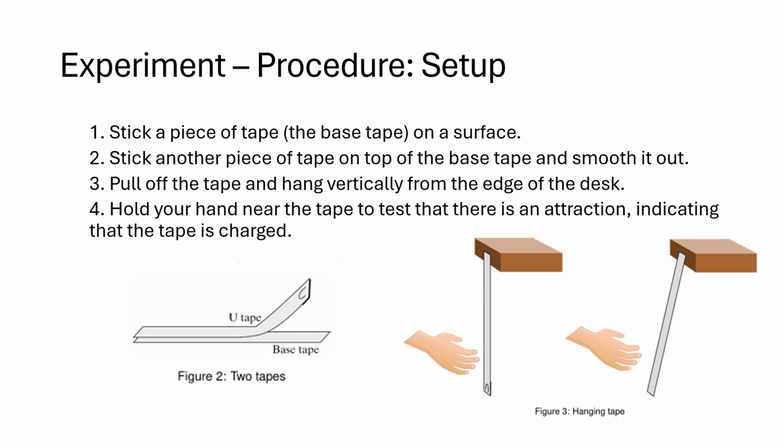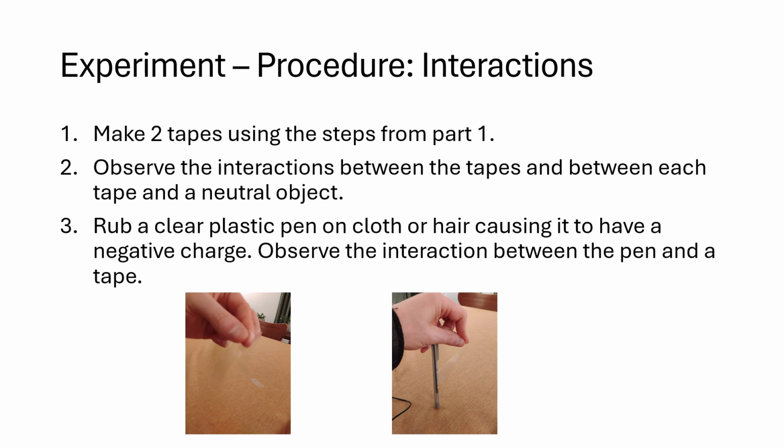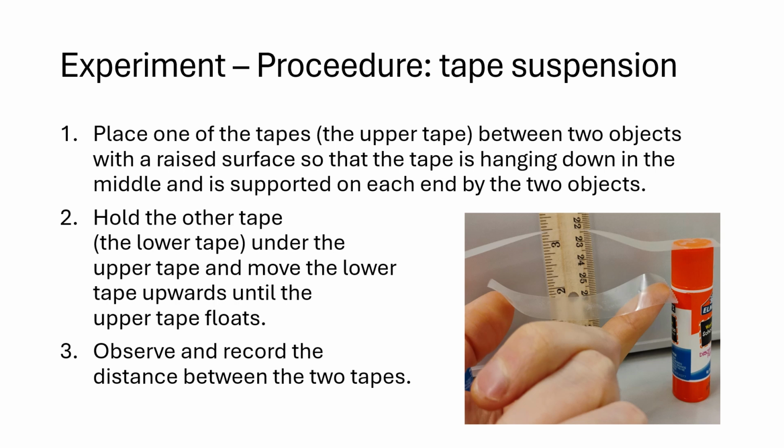Experiment and result. These next few slides will be an overview of the experimental procedures. To start with, the tapes were charged. Then the interactions of the tapes were tested. And finally, an upper tape was suspended above a lower tape in order to test what the displacement would be.